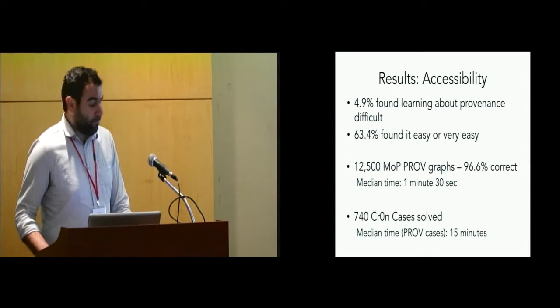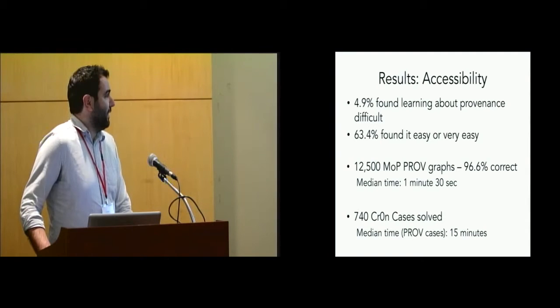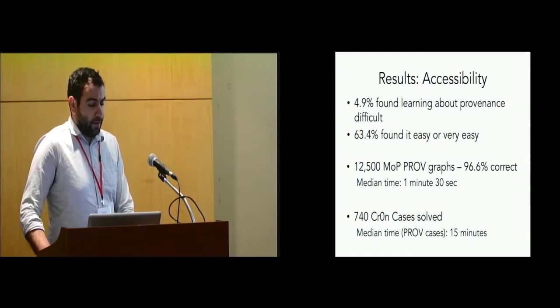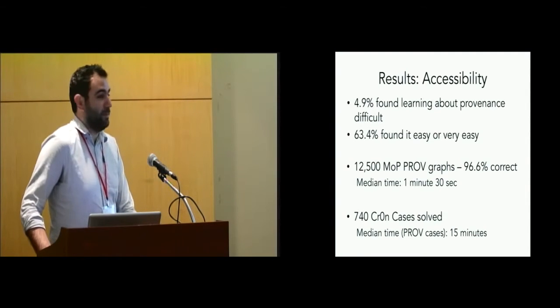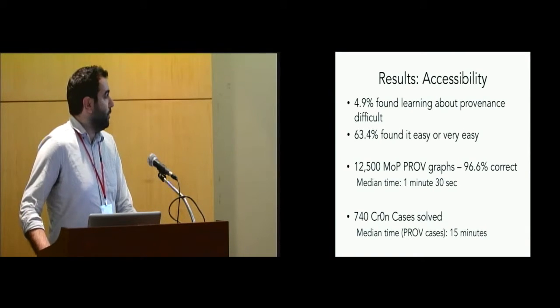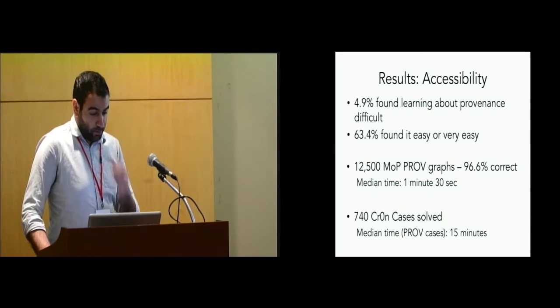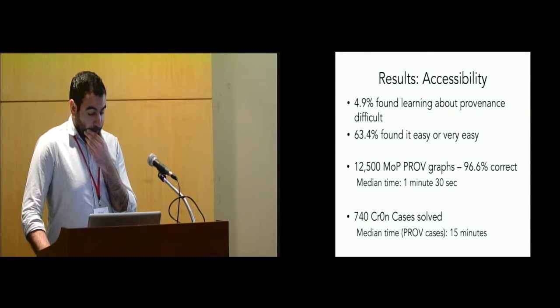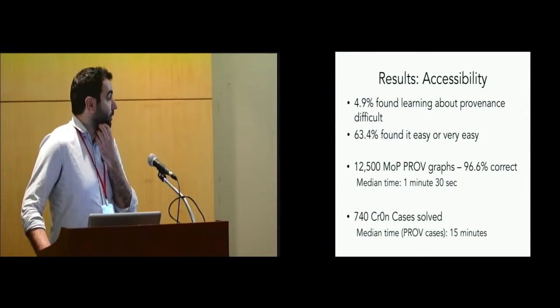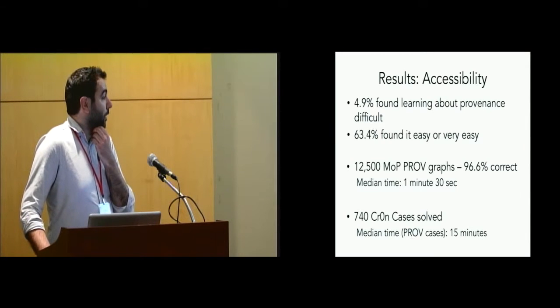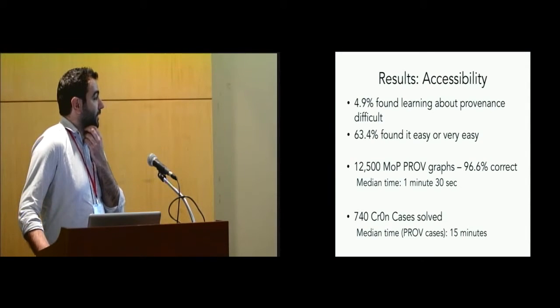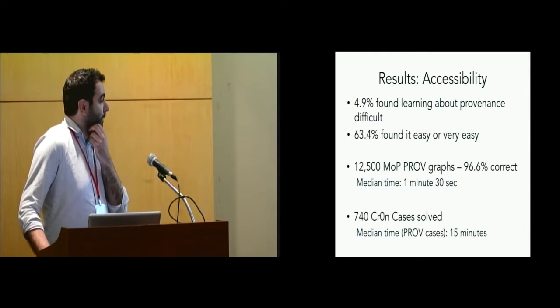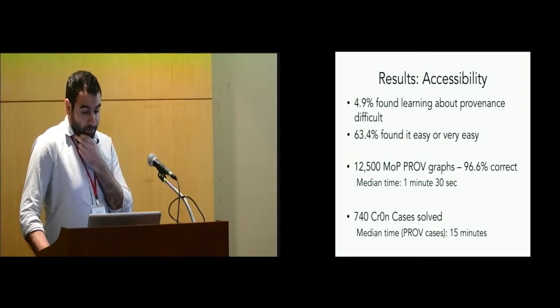So, basic results. As far as the accessibility of the model is concerned, we found that only 5% found learning about provenance and the PROV model difficult. The majority of players found it easy or very easy, with the rest being neutral. In addition, they completed about 12,500 PROV graphs at the ministry, with a pretty high success rate of 96.6% and a median time of 1 minute 30 seconds.